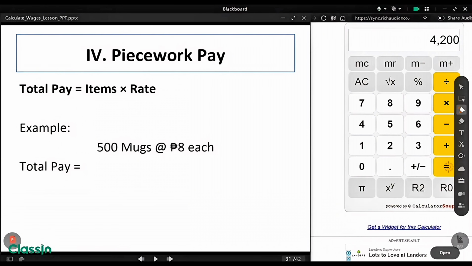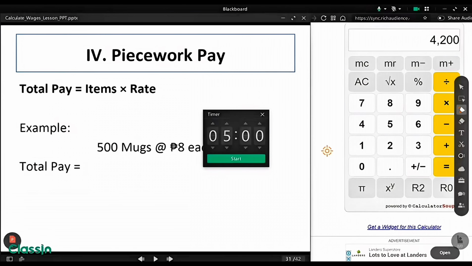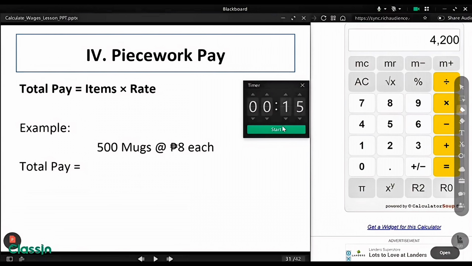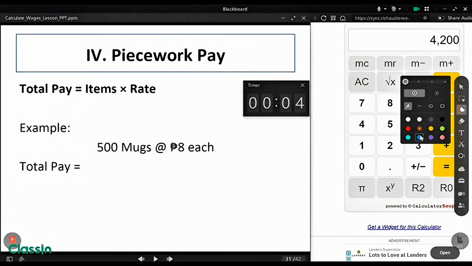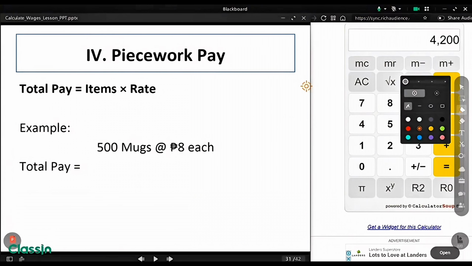Right now your turn. I'll give you 15 seconds to do this. Your timer starts now. Okay, time's up. Alright, so let's check your answer.